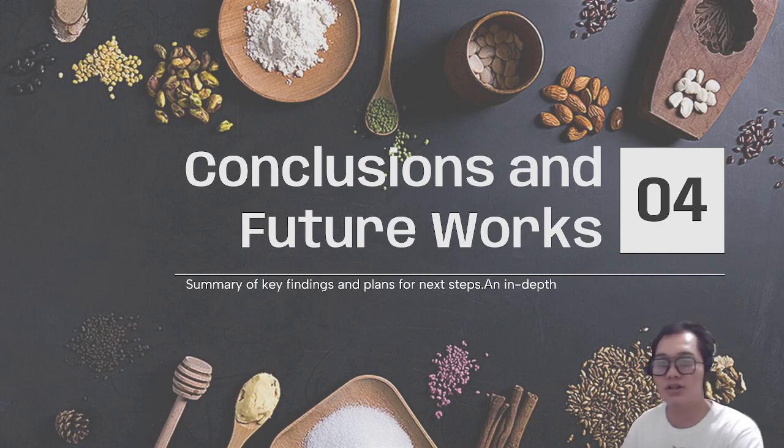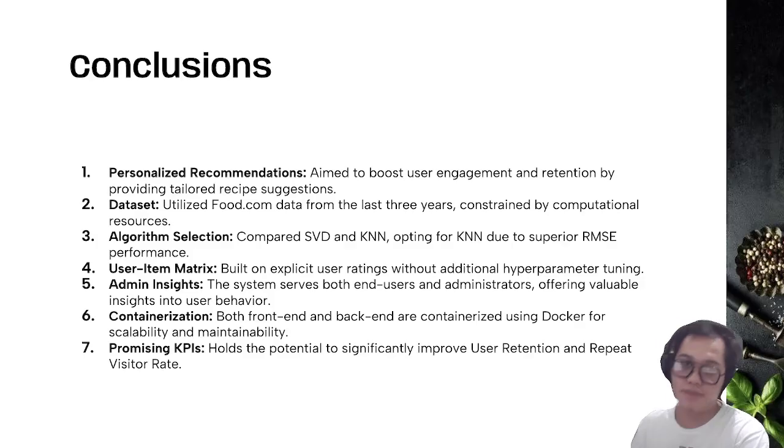All right, now the conclusions and future works. The conclusion is we made personalized recommendations aiming to boost user engagement and retention by providing tailored recipe suggestions. Dataset, utilizing food.com data from the last 3 years, constrained by computational resources. Algorithm selection, we compared SVD and KNN, opting for KNN due to superior RMSE performance. User item matrix, where we built on explicit interaction without additional hyperparameter tuning.